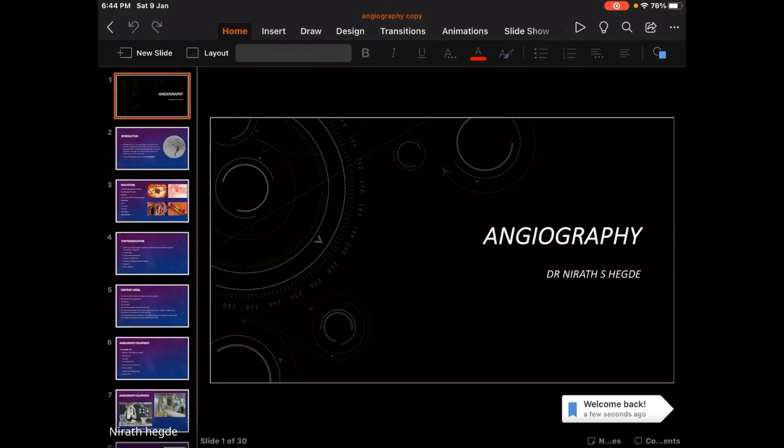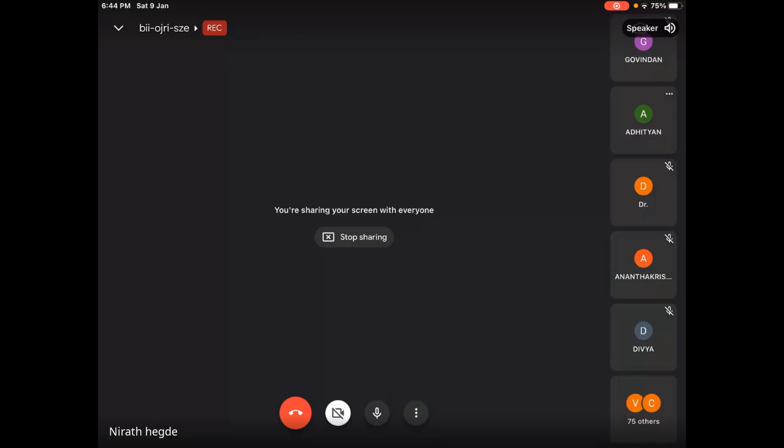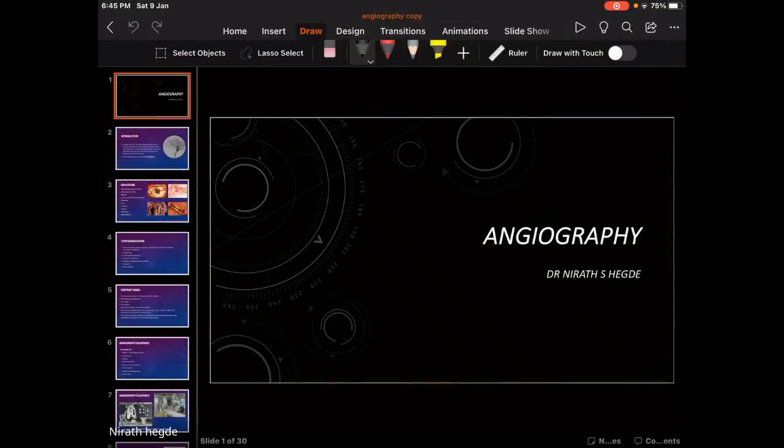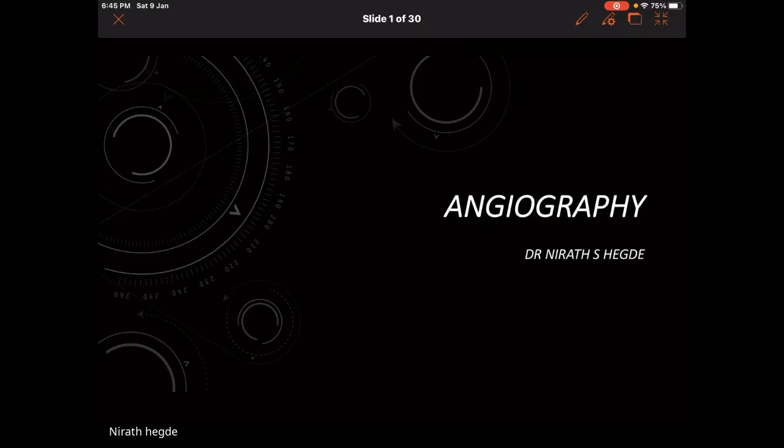We had a class on angiography. I want to know what is the difference between angiography and angiogram. Angiography is the process of doing an angiogram, and angiogram is the image that you get later.